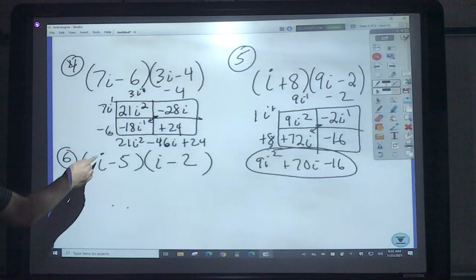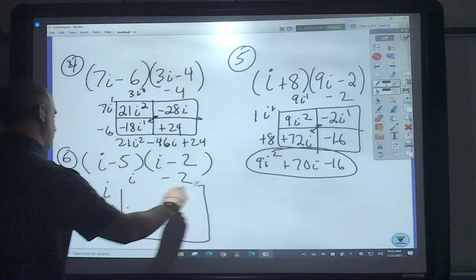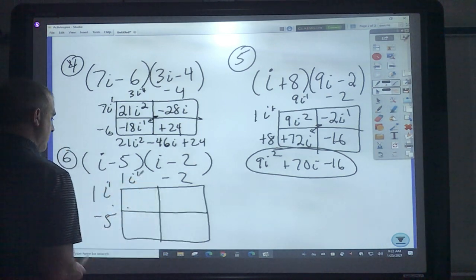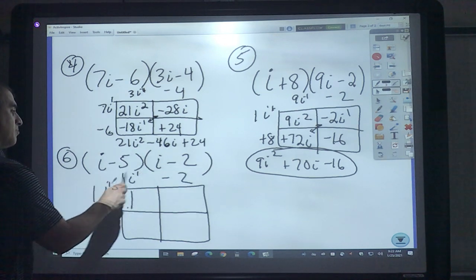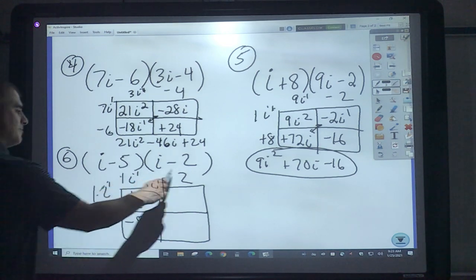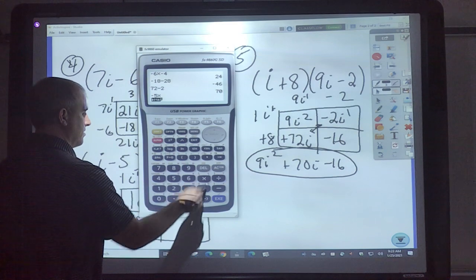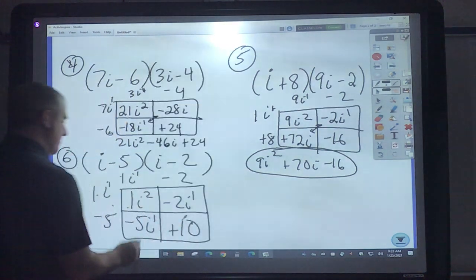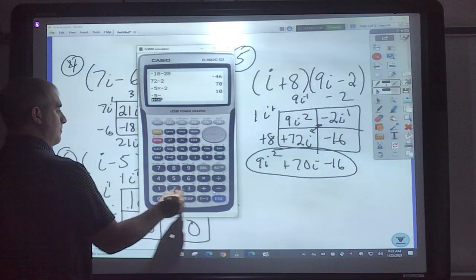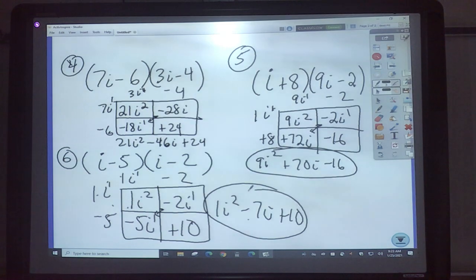All right, so I got 2 terms. i with a minus 5, i with a minus 2. So there would be a 1, a 1, a 1, a 1 there. 1 times 1 would be 1. 1 plus 1 would be 2. 1 times negative 5 would be negative 5 with an i. 1 times negative 2 would give me negative 2 with an i. Negative 5 times negative 2 would give me positive 10. These two are going to combine. So I got 1i squared. Negative 5 minus 2 is negative 7 with just the i and a plus 10. Basic multiplication.